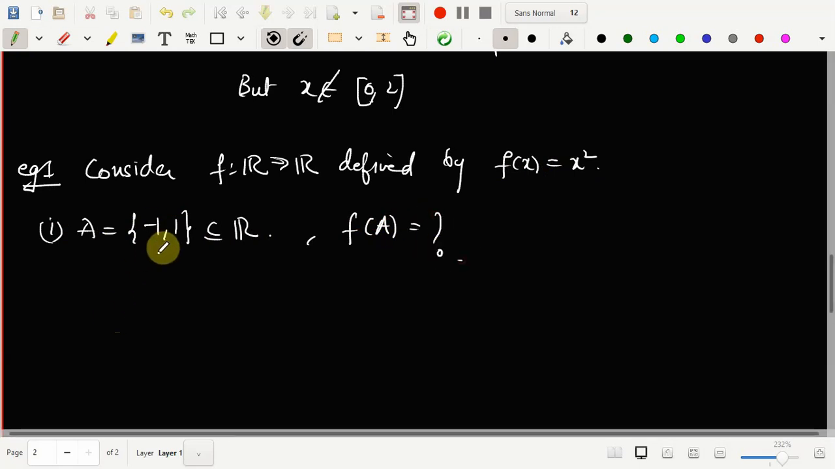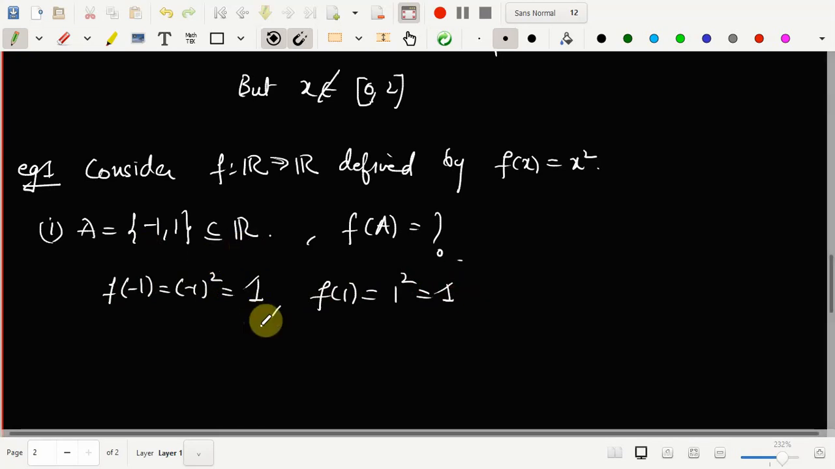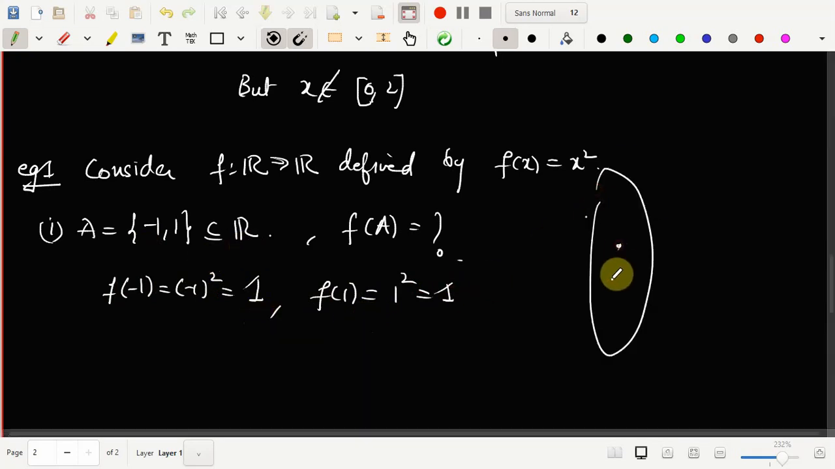Since it's a finite set containing only two elements, obviously this image set will be non-empty, because every element in the domain is mapped to a unique element. So this set is going to be non-empty for sure, but you need to find explicitly what this set is. So I'll take every element from this set. Since it's finite, I can very easily find out where it is mapped to. f of -1 is mapped to (-1) whole square, which is nothing but 1, as well as f of 1 maps to 1 square, which is equal to 1. So both these elements map to 1, and therefore you have something like this.